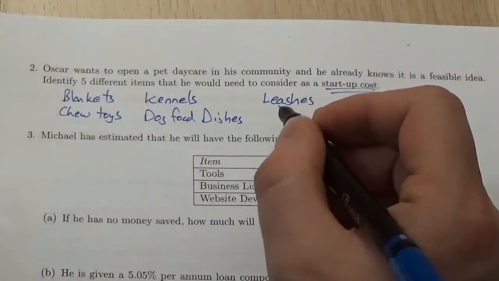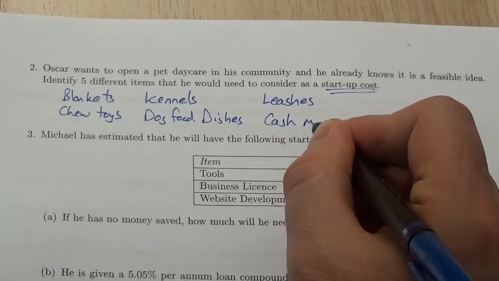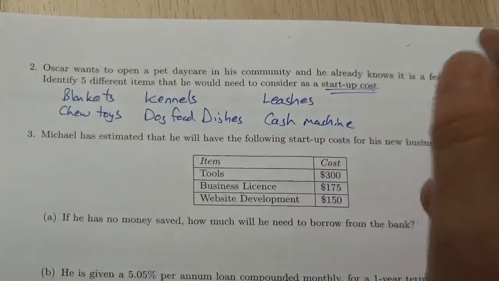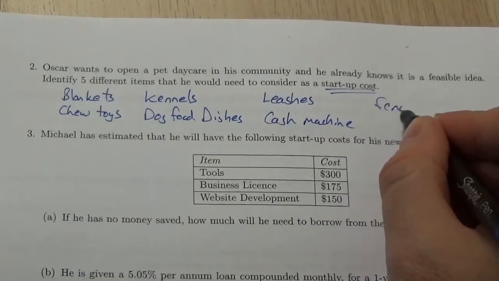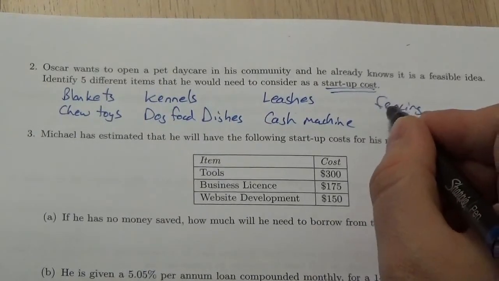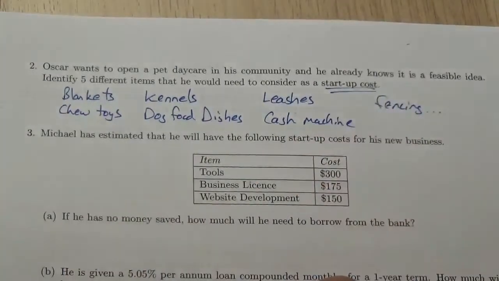Like, for example, I suspect he'd have to buy a cash machine. He'd also probably have to buy fencing, stuff like this in the yard. And this can go on and on. Anyway, just to give you an idea of the sorts of things we want to think about.